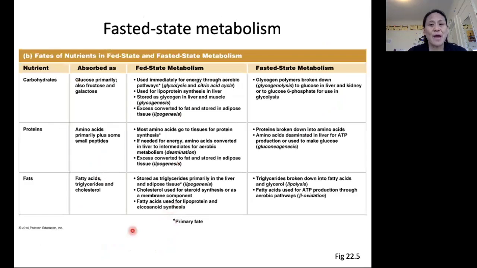All right, so that basically wraps up our discussion of fasted state metabolism. I just want to close with this table, which is the expanded version of the table that you saw earlier for fed state metabolism. Again, it just shows you the fates of our different nutrient types during fasted state metabolism, and where we can find those nutrients.